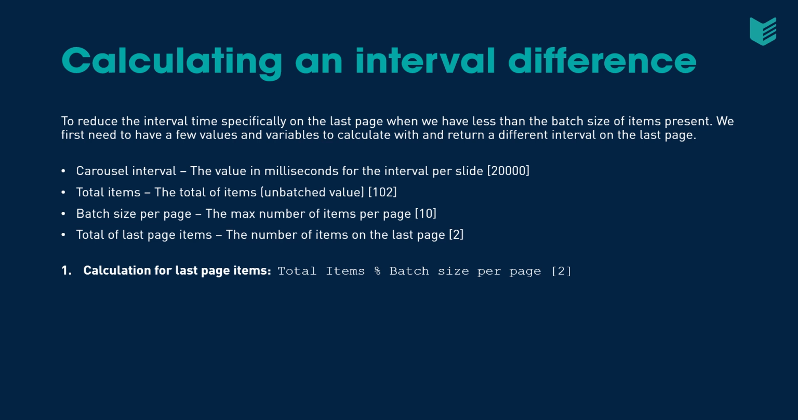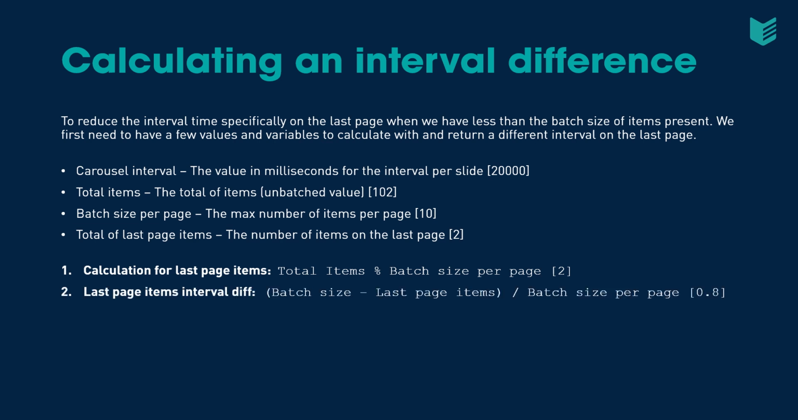So first of all, we need to get the last page items remaining, and we can do that by doing a total items and then a modulus with batch size per page. That will give us 2. So we've got the amount that we know is left on page 11.